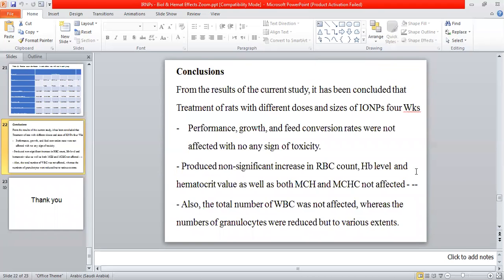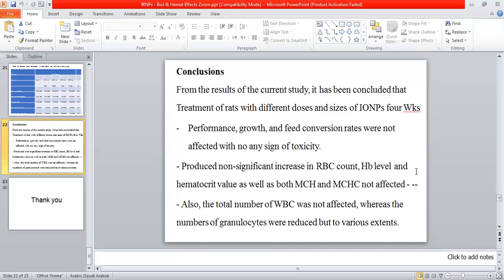From the results of the current study, it can be concluded that treatment of rats with different doses and sizes of iron oxide nanoparticles for 4 weeks did not influence the performance, growth rate, and feed conversion rate in these 4 groups as compared with the control, and no sign of toxicity was observed.